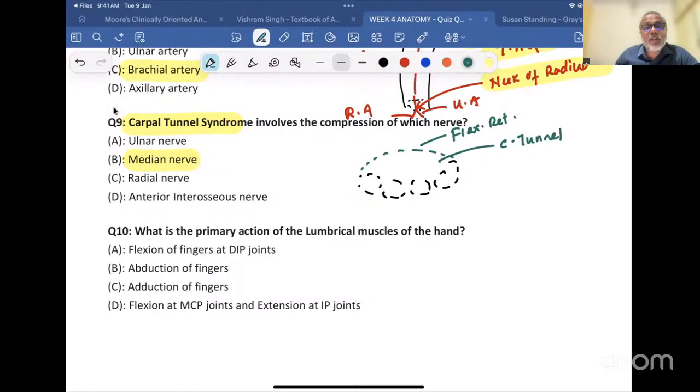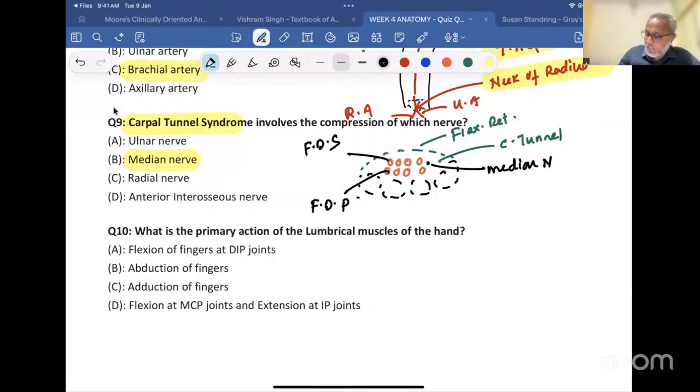So flexor retinaculum converts the space between the retinaculum and the carpal bones into a tunnel, and in this tunnel we will have four tendons, I'm sorry, four tendons, each of two muscles, flexor digitorum superficialis and profundus, and in between you will have a nerve, and that nerve is the median nerve, right? What is this? Flexor digitorum superficialis. And what about this? This is flexor digitorum profundus. So median nerve is the nerve that can get compressed in carpal tunnel syndrome.